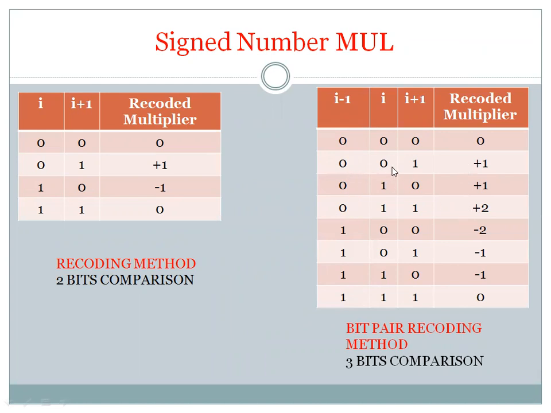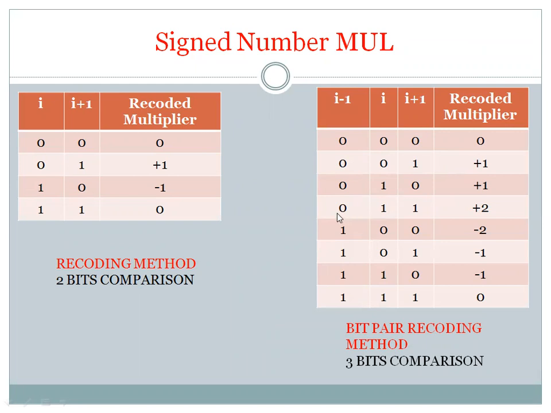Then we have to count the number of ones present in the combination. So here, how many 1s are present? There is only 1 present in the combination. That's why plus 1 is the recoded multiplier. Take the third row. So 0 is the first bit, so it is positive. Then we have to count the number of 1s in the combination. How many ones are present? It is nothing but 1. Therefore, plus 1 is the recoded multiplier.